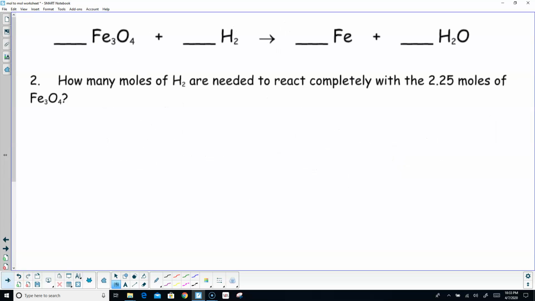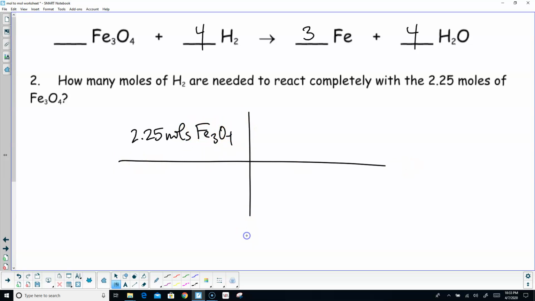Okay, next problem had the exact same formula, so I can go ahead and just put the coefficients here. We didn't have to balance anything again. So I want to know how many moles of hydrogen are needed to completely react with 2.25 moles. So I'm going to start once again with what I know. 2.25 moles Fe3O4. And this time I'm comparing that to hydrogen, like I've mentioned before. It doesn't have to be a reactant related to a product. You can have two reactants related, two products related, a product and a reactant. I mean, the combinations are any of them.